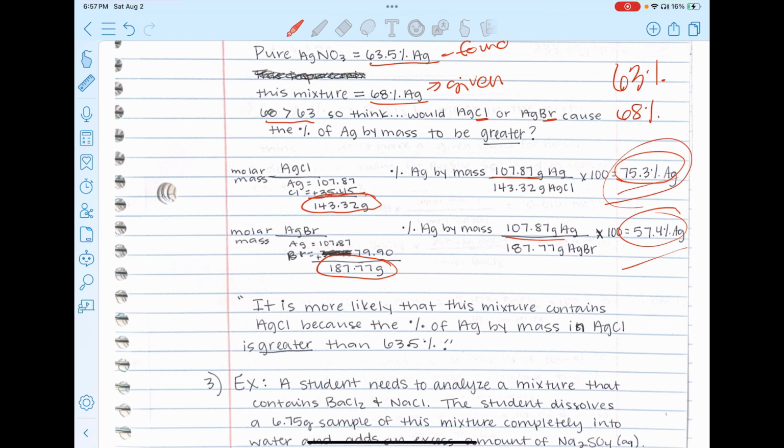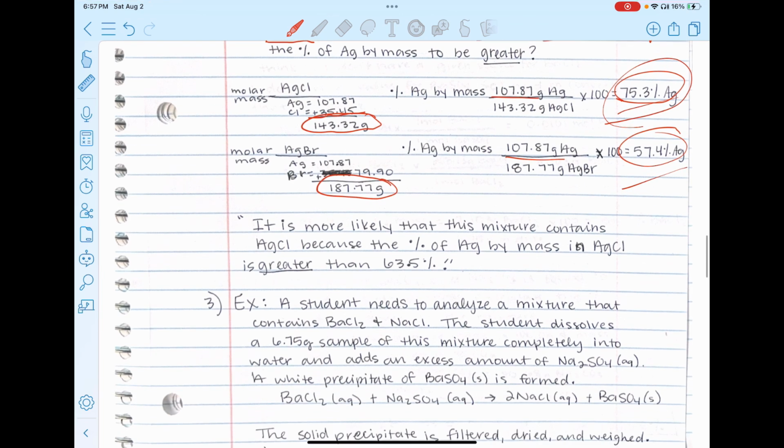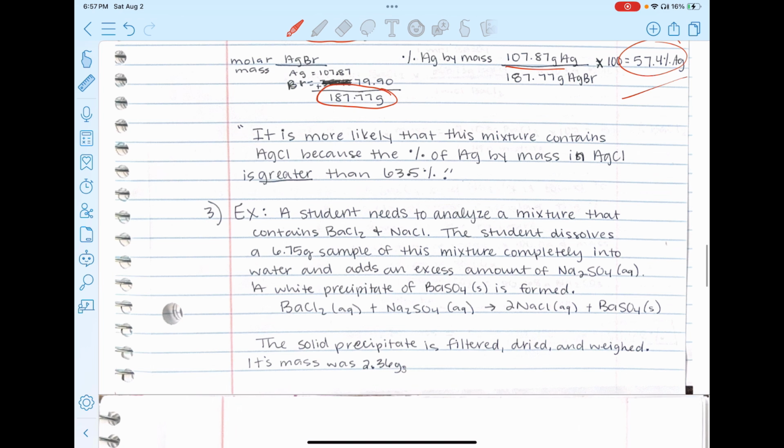So how would you term that appropriately for an answer? On a free response question, you would say, and I've got that in quotations here, "It is more likely that this mixture contains AgCl because the percentage of silver by mass in AgCl is greater than the 63.5%, which is found in a pure sample."